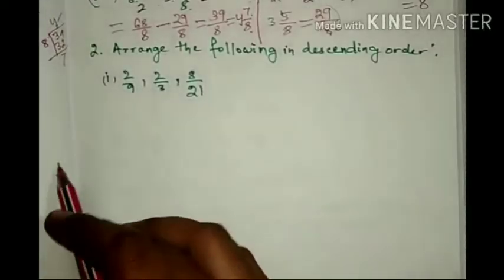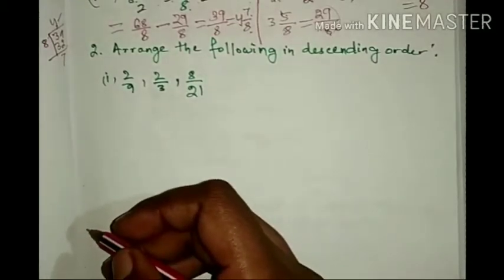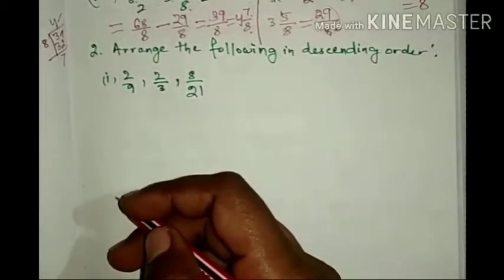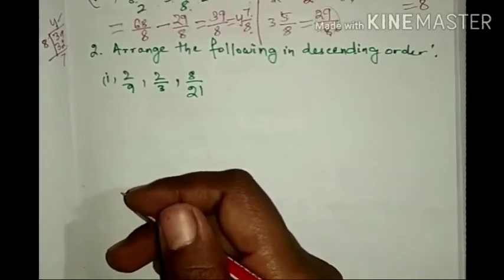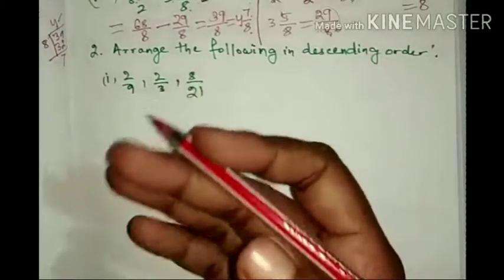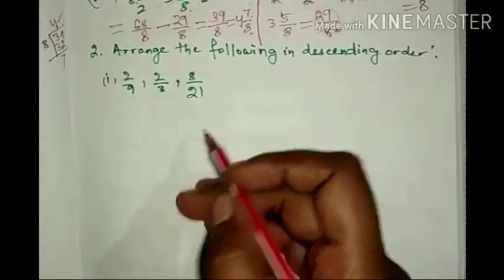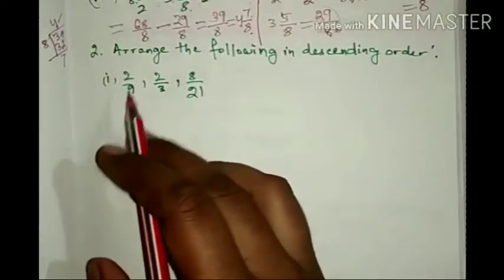You can do the rest of question number 1 by yourself. What you have to do is convert it into like fractions, then add or subtract. So this is about addition and subtraction.